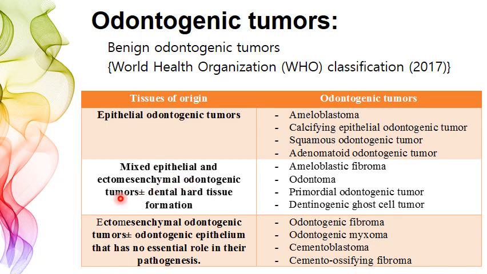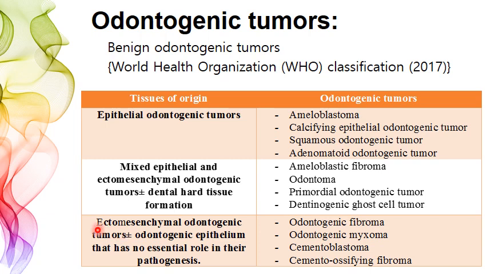The other subcategory is mixed epithelial and ectomesenchymal odontogenic tumors. They consist of both epithelial and ectomesenchymal odontogenic tissues, with or without dental hard tissue formation. Like in odontoma, we can see deposits of dentine, deposits of enamel inside the tumor. In case of compound odontoma, we see tooth-like structures. In case of complex odontoma, we see a mass of dental hard tissue, a mass of enamel and dentine.